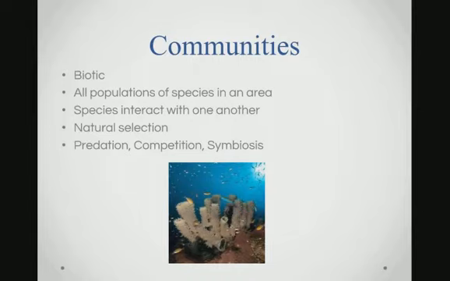The species within a community interact with one another in various different ways. Natural selection occurs in a community. Those species and those members of species that are more adapted and more fit to survive will pass on their genetic traits onto the next generation, and those less adapted to that certain area will be preyed on and not be able to pass their genetics to the next generation. So natural selection is an important part in communities. The three interactions that we're going to talk about are predation, competition, and symbiosis.